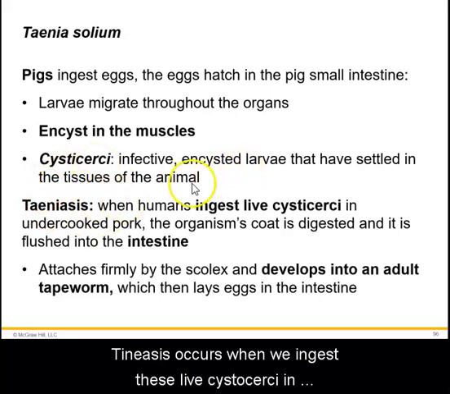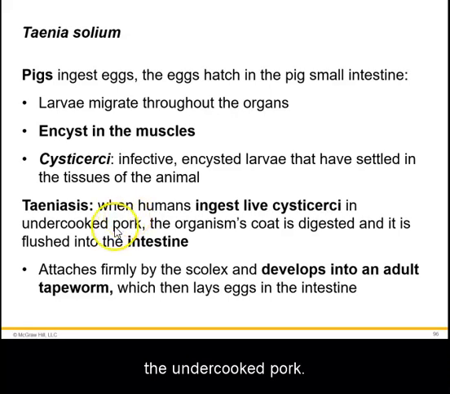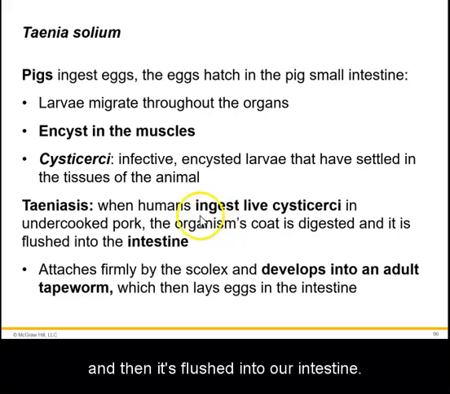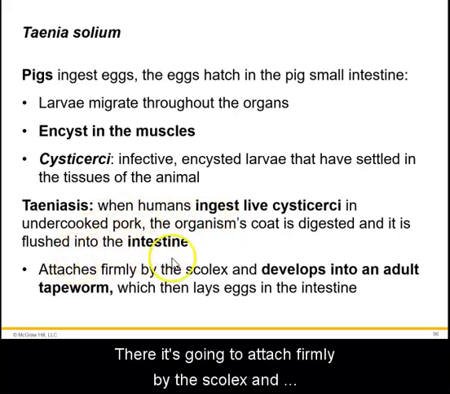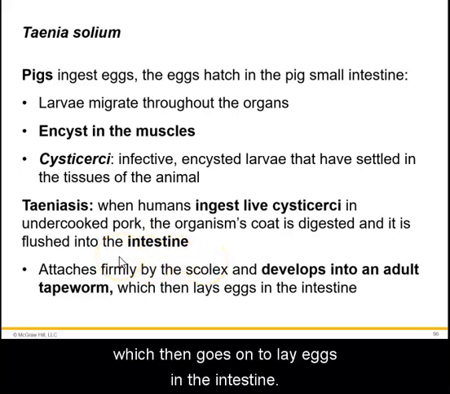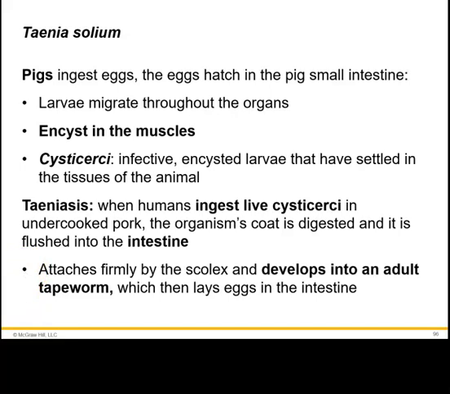Taeniasis occurs when we ingest these live cysticerci in the undercooked pork. The organism's coat is going to be digested, and then it's flushed into our intestine. There, it's going to attach firmly by the scolex and develop into an adult tapeworm, which then goes on to lay eggs in the intestine.